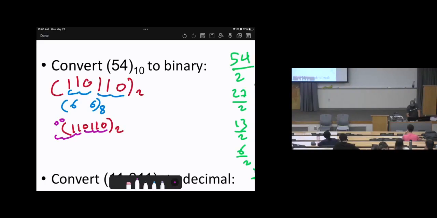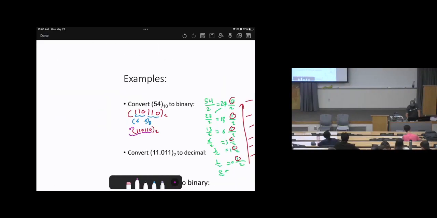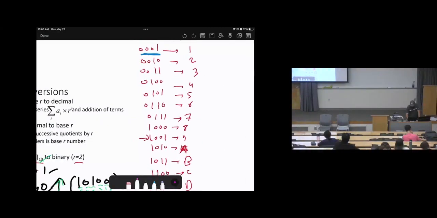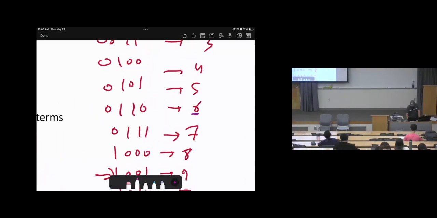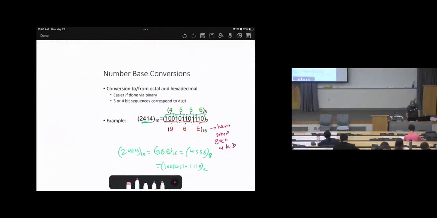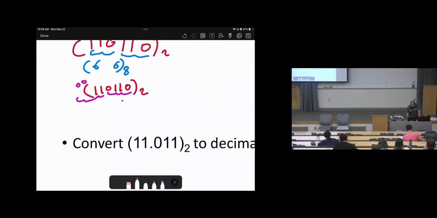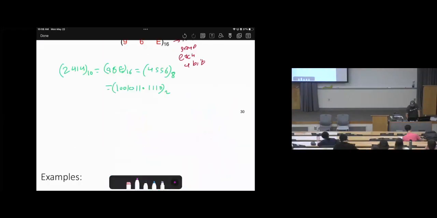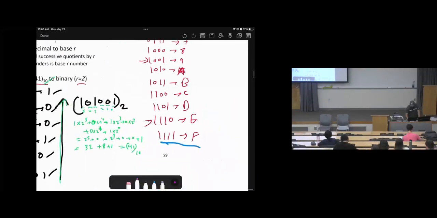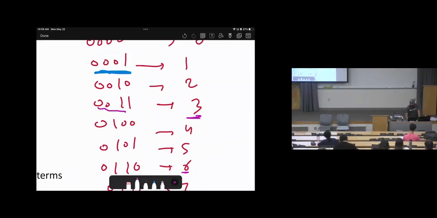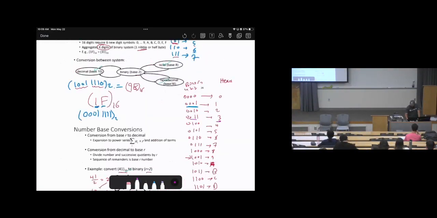So the first one, 0, 1, 1, 0. Go to the table. 0, 1, 1, 0 is equivalent to 6. And the other part, 0, 0, 1, 1, I think is equivalent to 3. So you should be aware of how to use the table. It will be equivalent to 3.